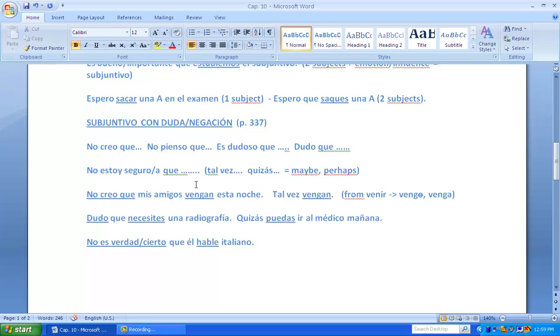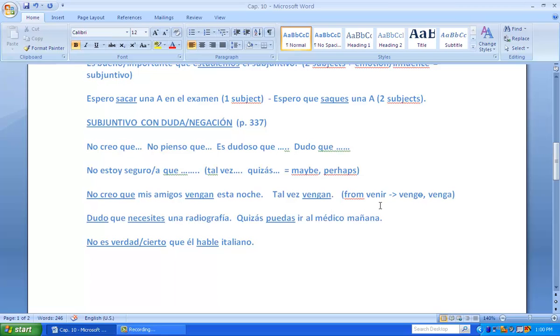A common expression is, I don't believe, no creo. No pienso, I don't think so. Es dudoso, or dudo que, I doubt. I'm not sure, no estoy seguro. All these are going to bring on the subjunctive, or these two that both mean maybe, or perhaps: tal vez, quizás. And if you express doubt in the first part, and you've got two subjects, you're going to have subjunctive in the second part. No creo que mis amigos vengan. I don't think my friends are coming. If I don't think they're coming, I use subjunctive to indicate that uncertainty.